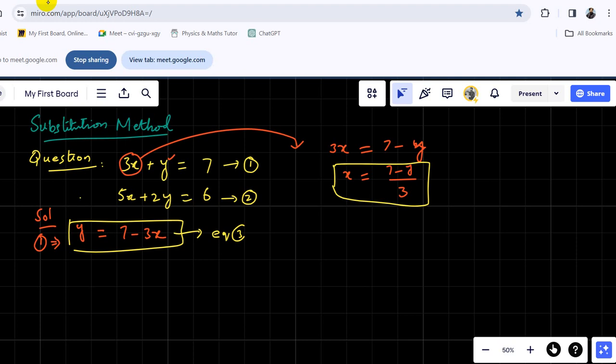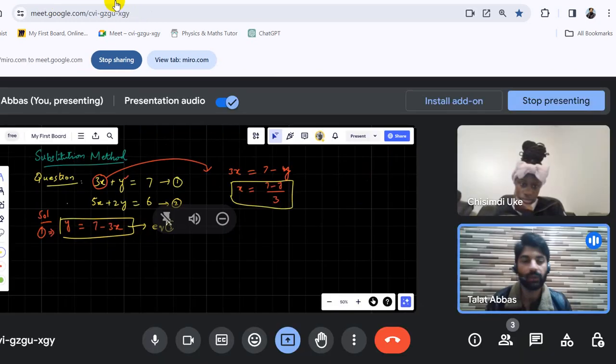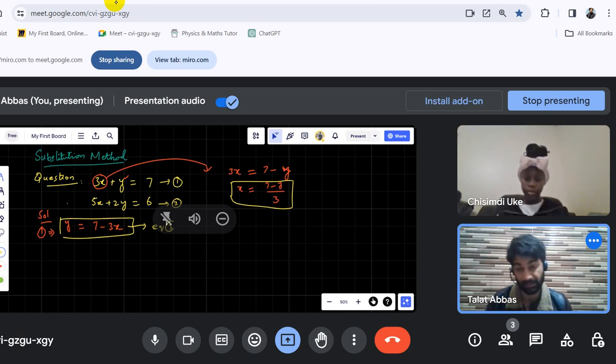Now I can only substitute this value in equation number 2. Do not use the value in the same equation. You will get nothing. If you substitute this y in the same equation, equation 1, you will get 0 and you cannot solve it. So please make sure that if you're getting the value from equation 1, then substitute that in equation 2, and if you're getting the value from equation 2, then substitute that value in equation 1. Perfect.